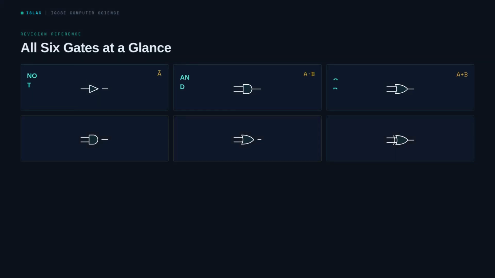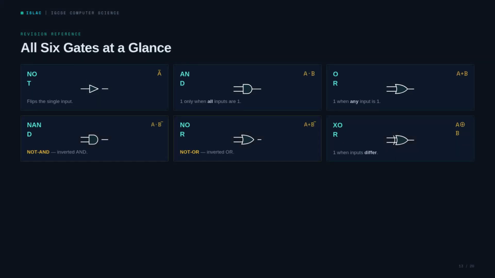Here are all 6 gates side by side, symbol, rule, and Boolean notation. Pause and study the patterns. Notice how NAND and NOR are just AND and OR inverted, and how XOR stands apart. This slide is your quick revision reference.